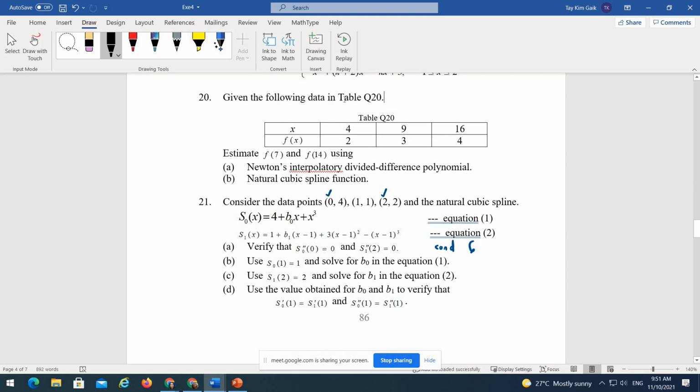Given the following data in the table in question 20, estimate f(7) and f(14). You notice 7 is between 4 and 9, and 14 is between 9 and 16. So you can use an interpolation technique to estimate f(7) and f(14). Part A, using Newton divided difference interpolation. Part B, using natural cubic spline.